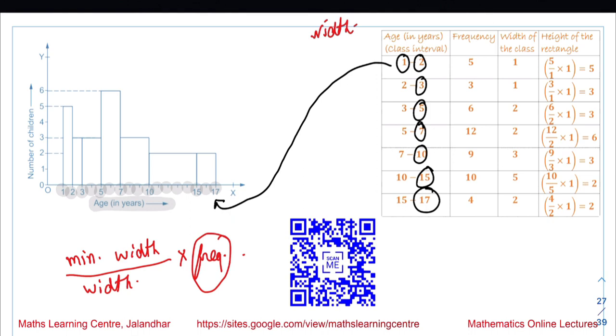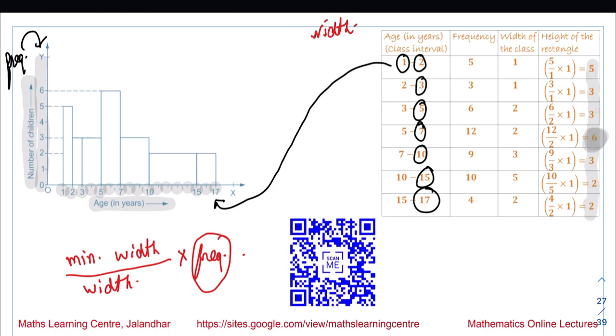And on the frequency side we have the values 5, 3, 3, 6, 3, 2 and 2. So the maximum value we have is 6. The number of children is the frequency we are talking about, along the y-axis. So the number of children goes 0, 1, 2, 3, 4, 5, 6, because the maximum value we have is 6.